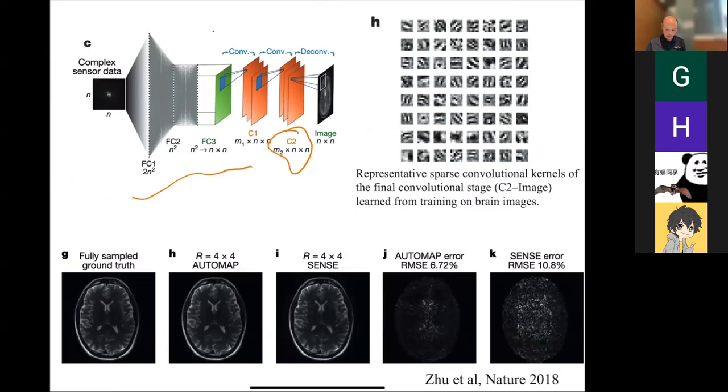And these are just more examples showing this. And here you can see the acceleration is quite a lot. It's 4x4, so they went 16 times as fast. They accelerated 4 times in kx and 4 times in ky. They really pushed it. And you can see here that if you look at the error for AutoMap, it's much less than the error for Sense. Sense can still do a pretty good job, but AutoMap does very well.